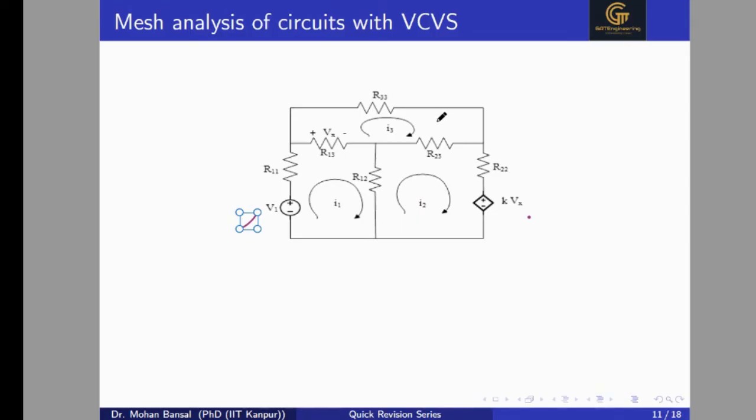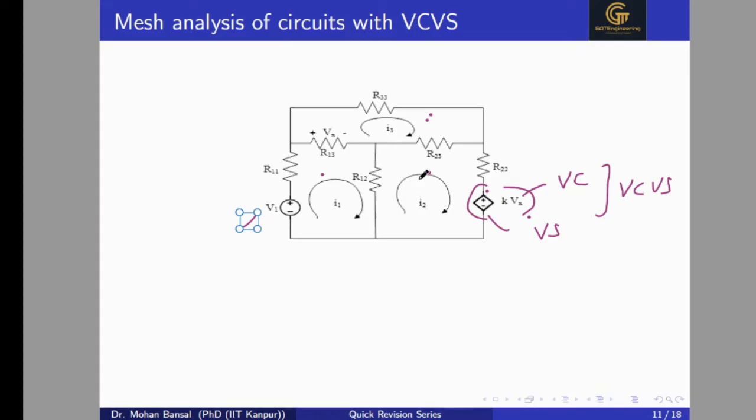So now in the same way we will apply KVL in mesh 1, KVL in mesh 2, KVL in mesh 3. In mesh 1, we'll get the same equation as in the previous two examples. And the mesh equation for mesh 3 will be the same as in the previous example. Only one equation will change here, because here we have a voltage controlled voltage source. This is the voltage source and it is controlled by Vx, that is the voltage control. So we can write voltage controlled voltage source.